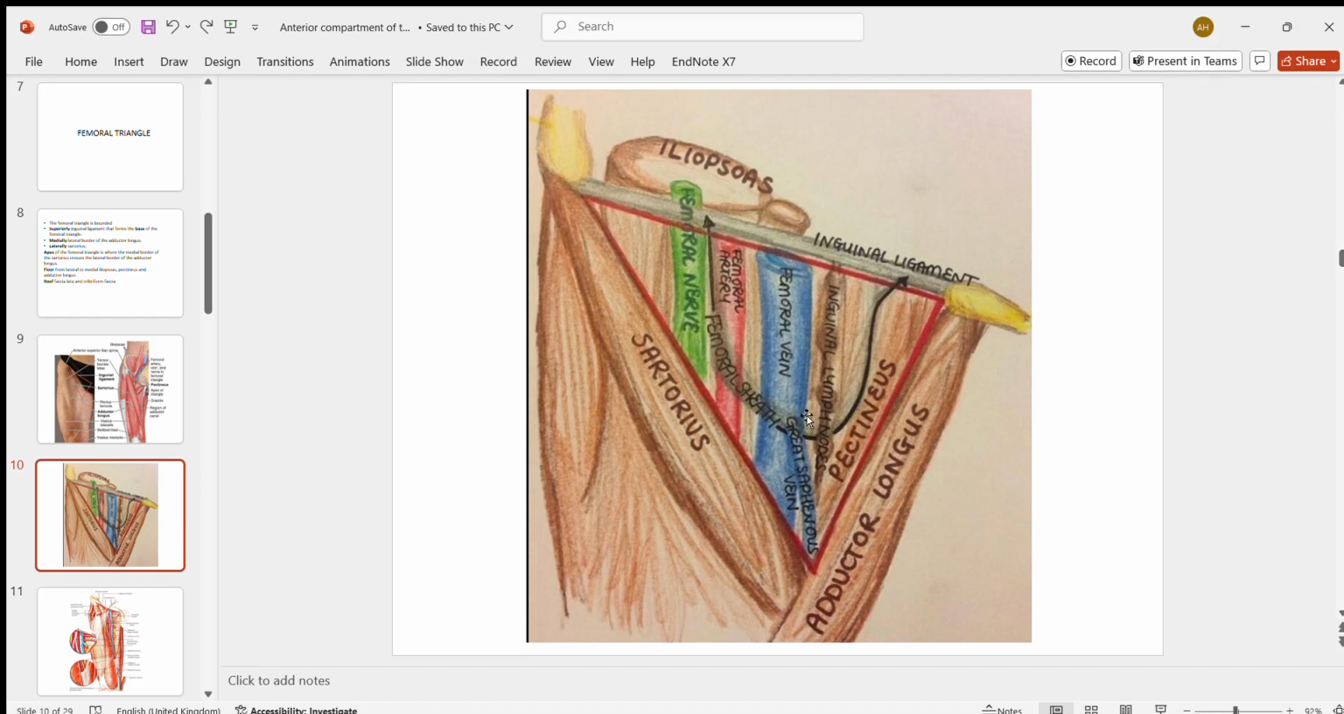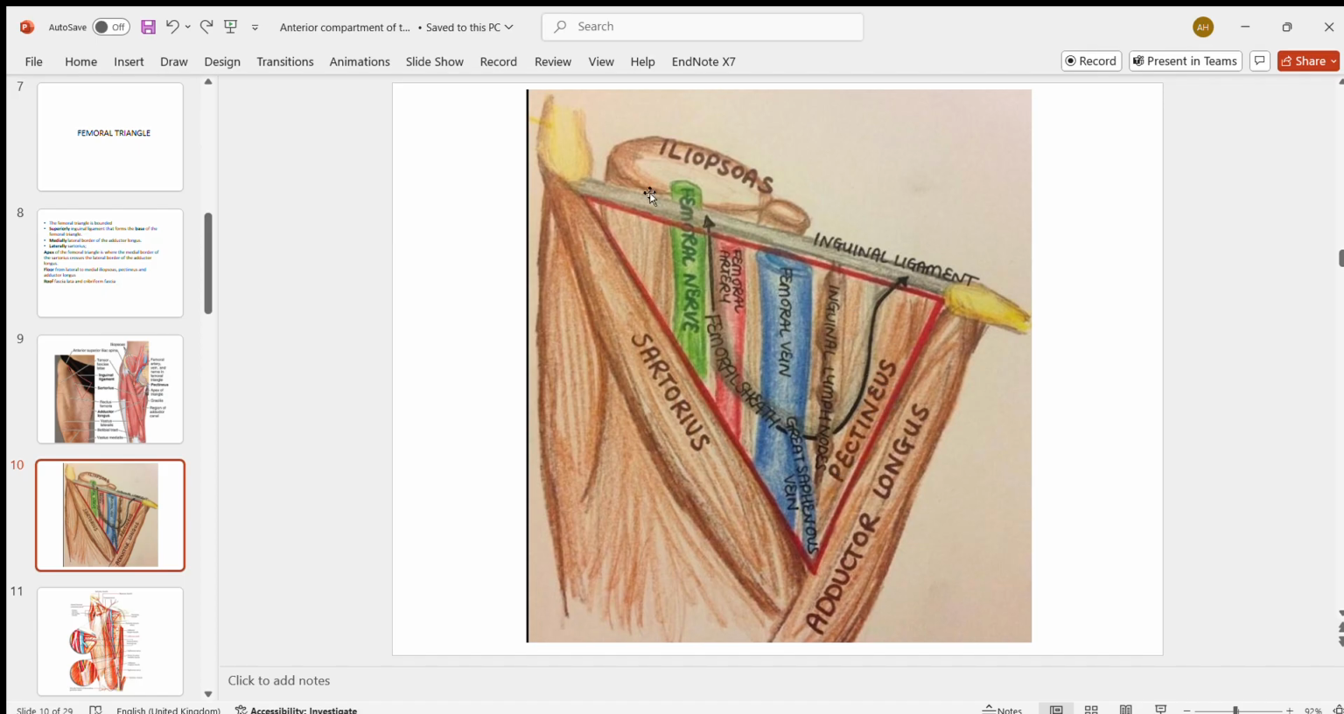Now let's discuss the contents of the femoral triangle. Femoral triangle has femoral nerve, femoral artery, femoral vein, few lymph nodes. In addition to these, we have a femoral branch of the genitofemoral nerve supplying the pectineus muscle.